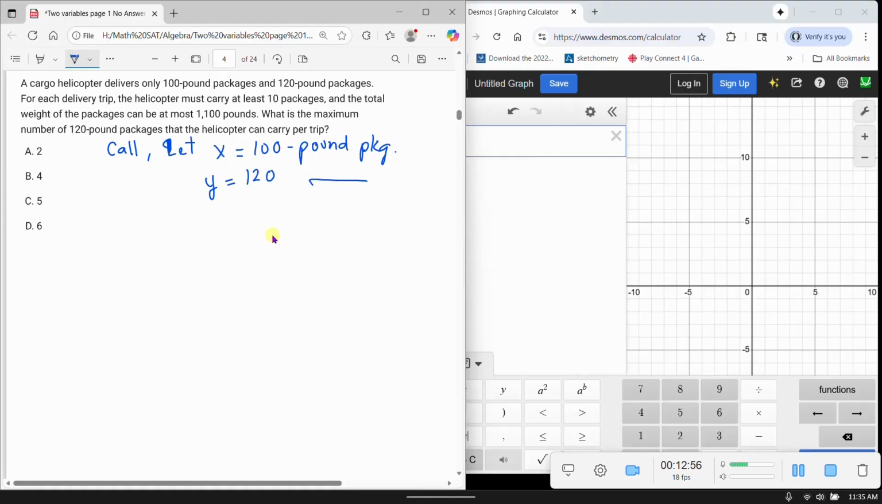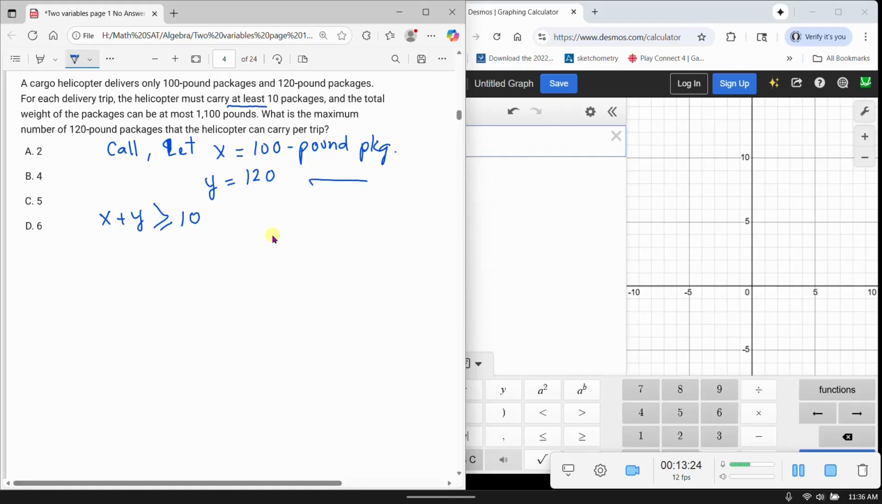Okay. So we have two different packets with two different variables. They must carry at least 10 packages. So we know that x plus y is at least 10, so 10 or more.